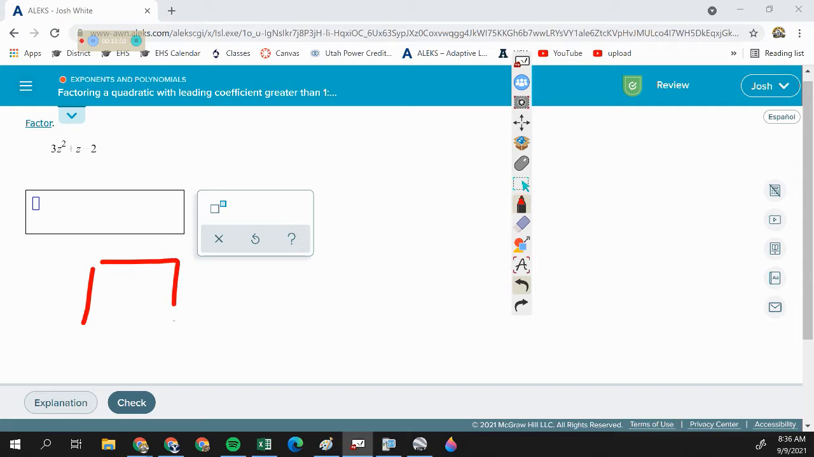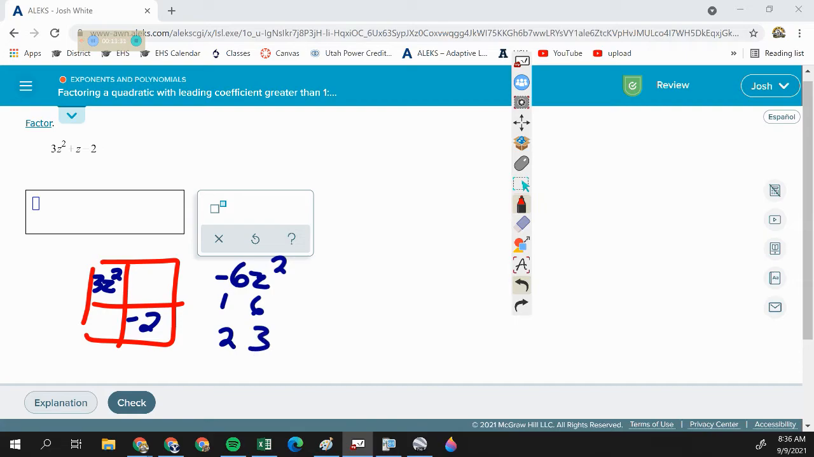You draw the box, and you put this in the box. 3z squared. Then you stick this in the box. Okay? And then you multiply those together. 3z squared and negative 2 makes negative 6z squared. And then you use that to find your factor pairs, which would be 1 and 6 and 2 and 3.